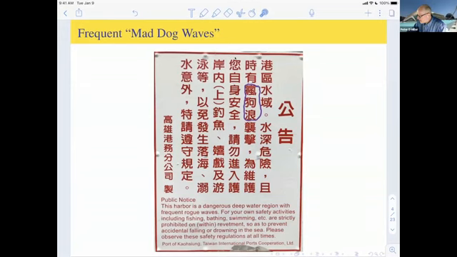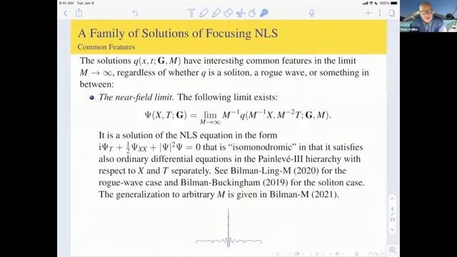Okay, back to the math, right? So common features. This was the topic of the preceding talk. The solutions Q with this parameter m being just a positive real number have interesting common features in the limit m goes to infinity. And it doesn't matter how this m goes to infinity, what sequence we pick, okay? So whether the solution is a sequence of solitons or rogue waves or something in between, it makes no difference. So these are the limits that were discussed in the last talk.